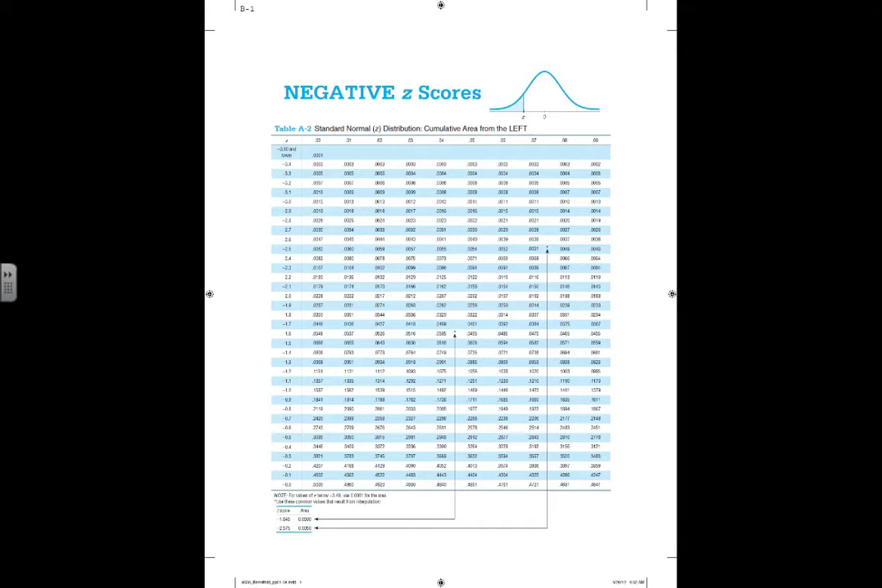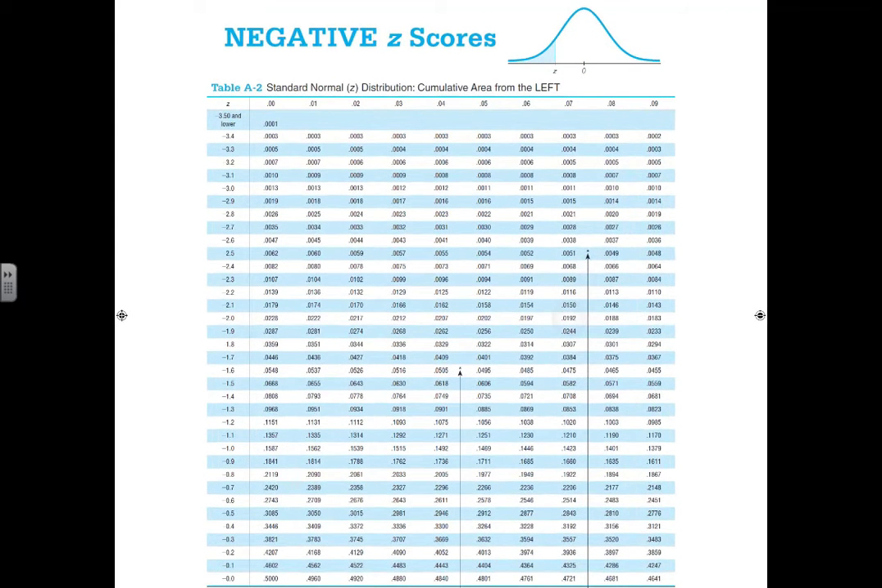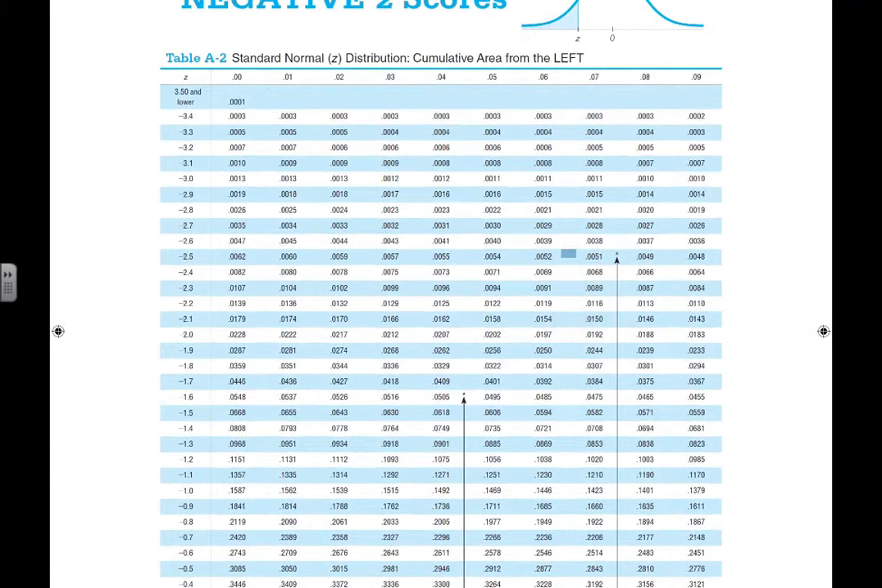Okay, so we're trying to find the area to the left of a z-score of negative 0.53. As I said, the tenths place, the first decimal place, is going to be on the left, and the second decimal place is going to be on top. So we go to negative 0.5, that's over here, where the hand is, and the 0.03 is going to be the second decimal place. And so what we're looking at here is 0.2981. So that is the area, 0.2981, to the left of negative 0.53.